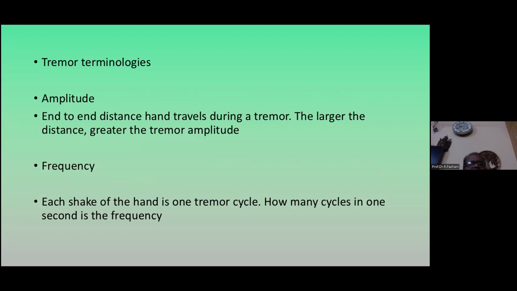Tremor terminology: whenever you see a tremor, keep two things in mind. One is amplitude, one is frequency. Amplitude is the end-to-end hand distance that travels during a tremor. The larger the distance, the greater the tremor amplitude. For example, the hand is shaking up and down, and that distance they travel is the amplitude. And the frequency: each shake of the hand is one tremor cycle. How many cycles in one second is the frequency. So you can have a low frequency tremor and a high frequency tremor, decided depending upon how many shakes of the hand, and there is one tremor cycle in every second.